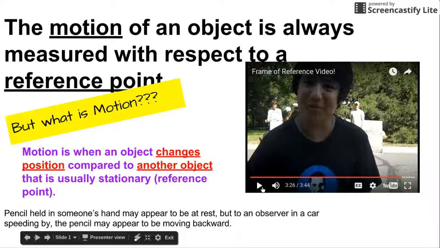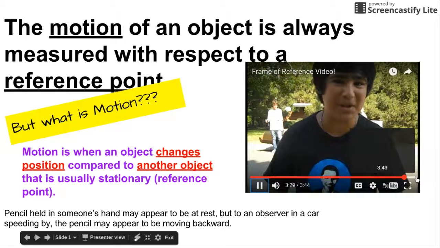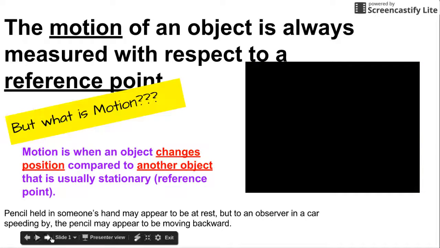So you saw in that video that they altered the frame of reference sometimes to make motion appear a certain way. Just like a pencil held in someone's hand may appear to be at rest, but to an observer in a car speeding by, the pencil may be moving. In this video, you learn just why perspective and our frame of reference play a role. Okay, so on the next part, we're going to define frame of reference.